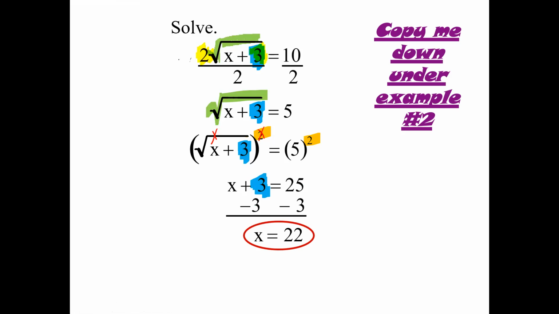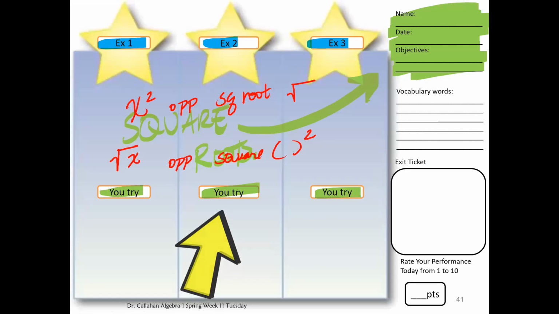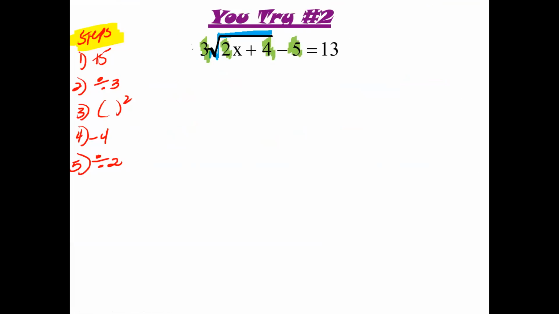Okay, now that you've done example 2, let's have you try one on your own. Give this one a try. The steps are as follows: add the 5, divide by the 3, square it, minus 4, divide by the 2. So pause the video and give that a try.